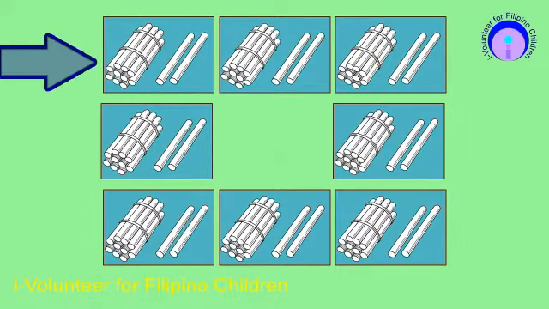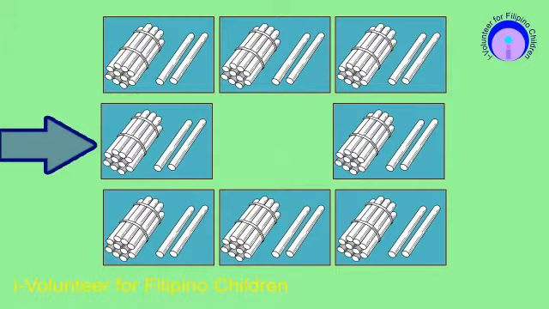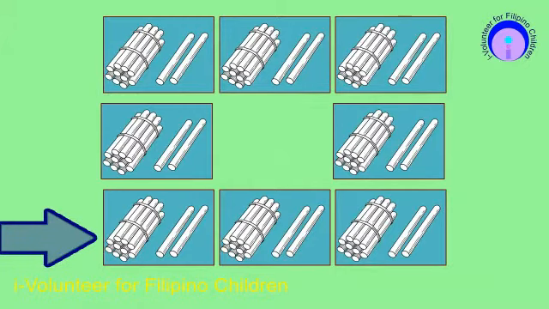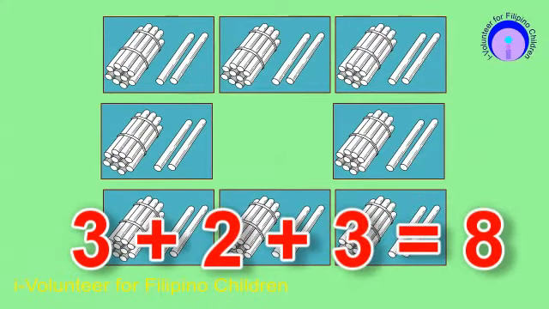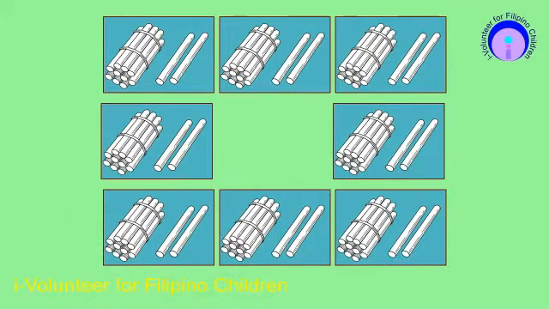The first row has 3, 2, and 3. Therefore, 3 plus 2 plus 3 is equal to 8. There are 8 groups altogether. Checkin na natin kung tama ang ating sagot sa pamamagitan ng pagbibilang ng isa-isa. Ito ay mabagal pero kailangan nating alamin kung paano.